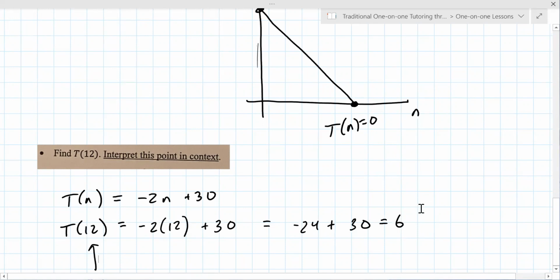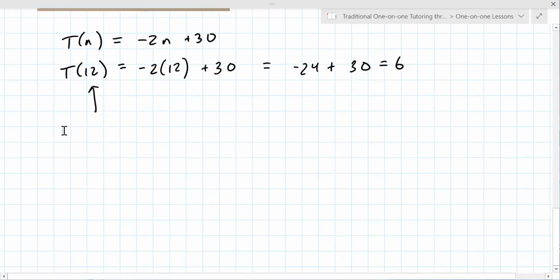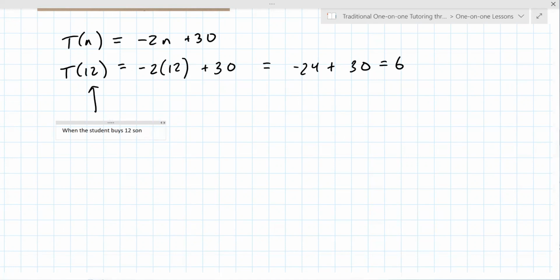And that's the sentence, some combination of those words. But the instructors are looking for, did you say 12 songs? Did you say $6 left? $6 left, yeah. So when the student buys 12 songs, the student has $6 left over.